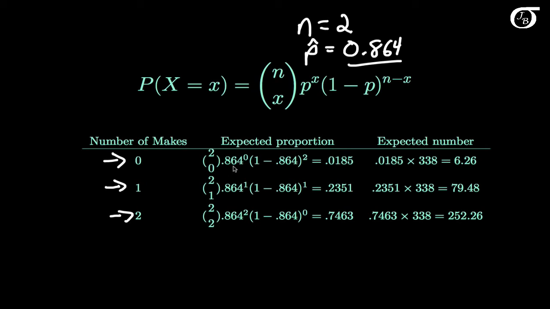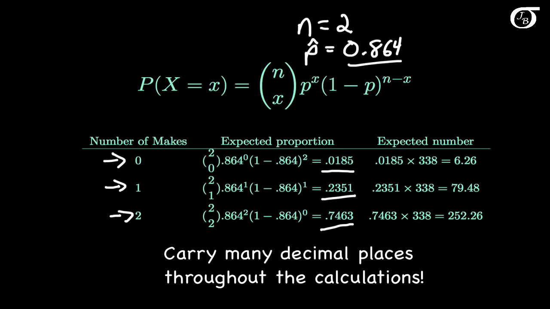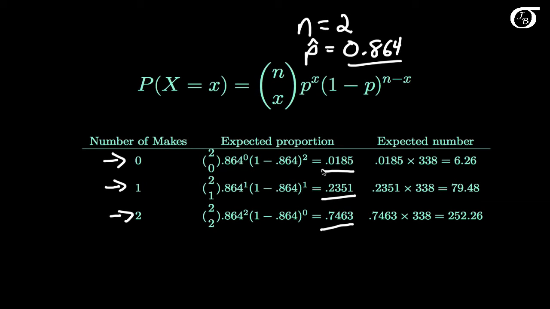We're going to use the binomial formula with an n of 2, and 0.864 for p. If we were to do that, we'd get expected proportions of 0.0185, 0.2351, and 0.7463. I'm doing some rounding here to make it look reasonable on the slide, but you should carry many decimal places throughout the calculations. To get our expected counts, we simply multiply these expected proportions that we calculated using the binomial formula times the total number of pairs of free throws that Larry Bird took, which was 338, and we get these expected counts.